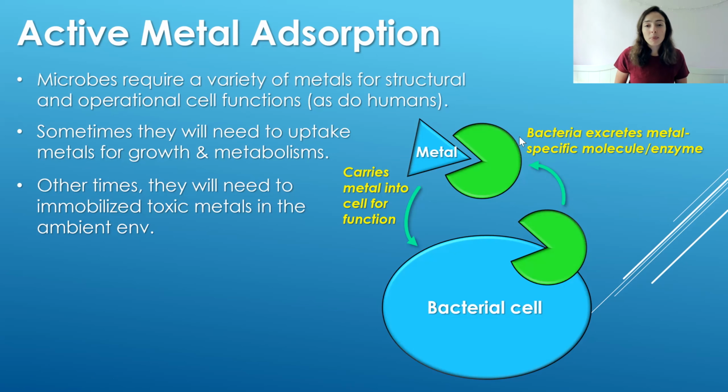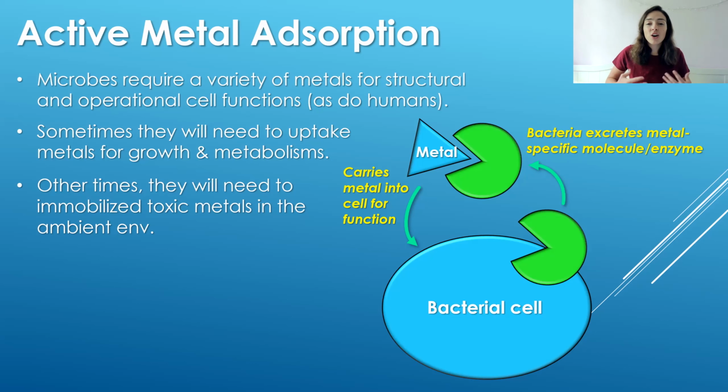Finally, we're on to active metal adsorption. So how can microbes actively adsorb metals? Well, first we'll start with the why. Sometimes microbes need metals that are in their external environment for their growth and metabolism, and sometimes they just want to immobilize metals in their external environment so they do not enter their cell and they can protect themselves from toxic metals.